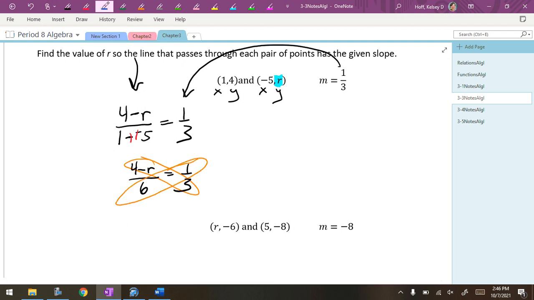Be careful here though, because you're going to have to take 3 times 4 minus r, correct? Remember that? And then 6 times 1. So you have to distribute that 3. When I distribute that 3, what do I end up with? 12 minus 3r equals 6.